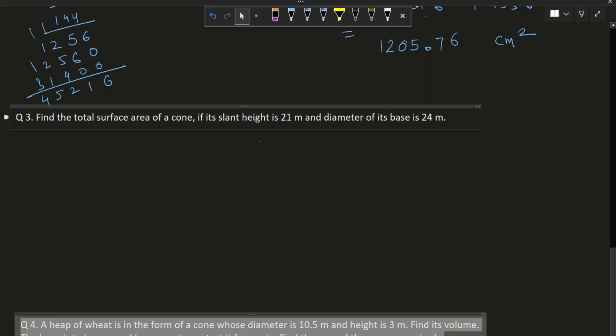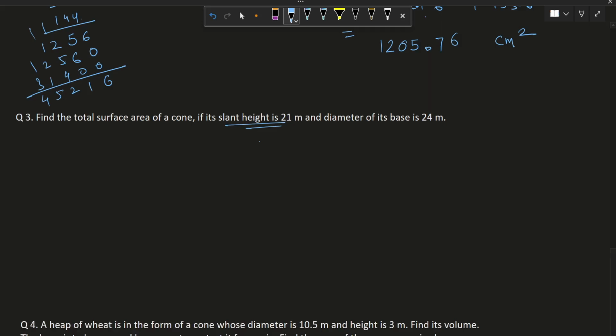Its slant height is 21 meter and diameter of the base is 24 meter. What is the difference here you see in the question? L is given, diameter of the base is given. So L is 21 meter, diameter of the base is 24 meter. Diameter is given, radius is not given. So what will be the radius? Radius is diameter divided by 2. So 24 by 2 is 12 meter.